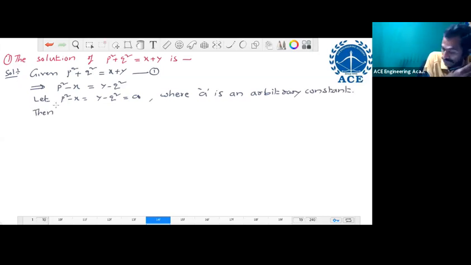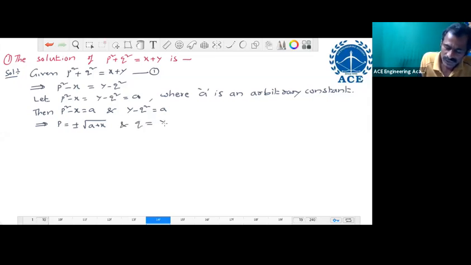Then p square minus x equal to a and y minus q square equal to a. We solve these two for p and q, which implies p equal to, shifting the minus x to the other side, (a plus x) power 1 by 2, or we write plus or minus under root of a plus x, and q equal to plus or minus under root of y minus a. We got p and q already.